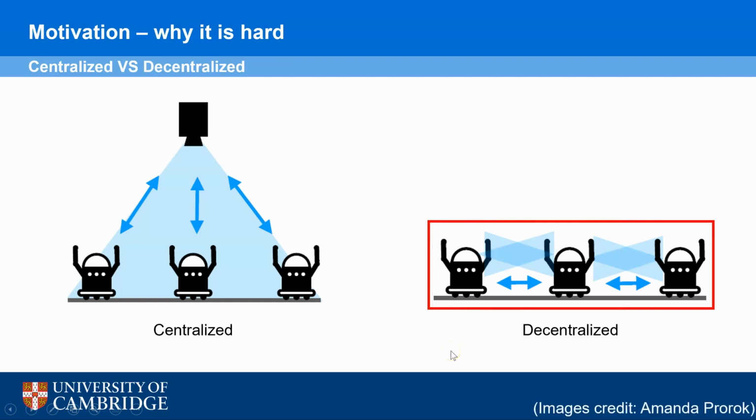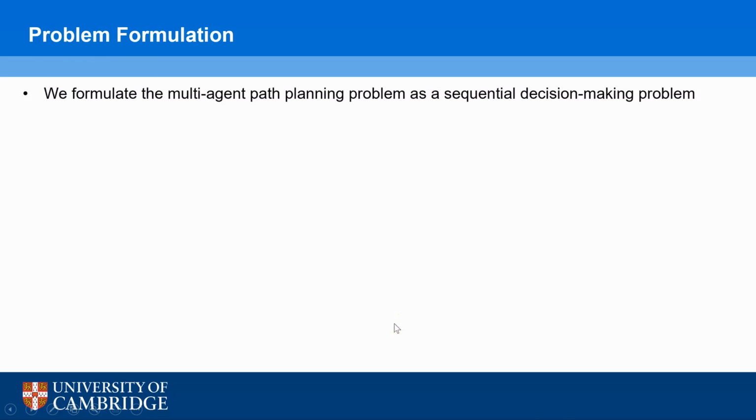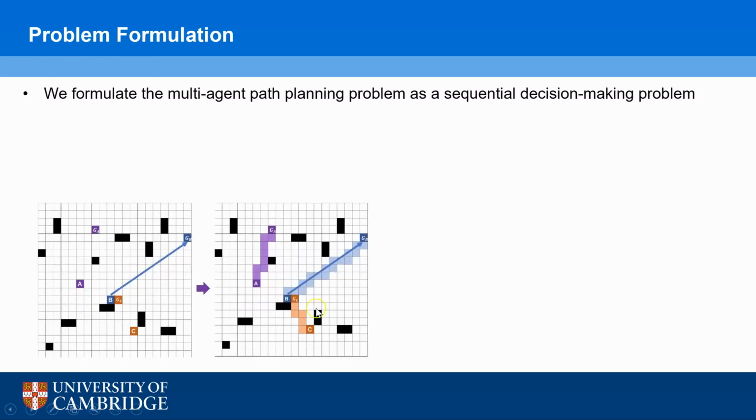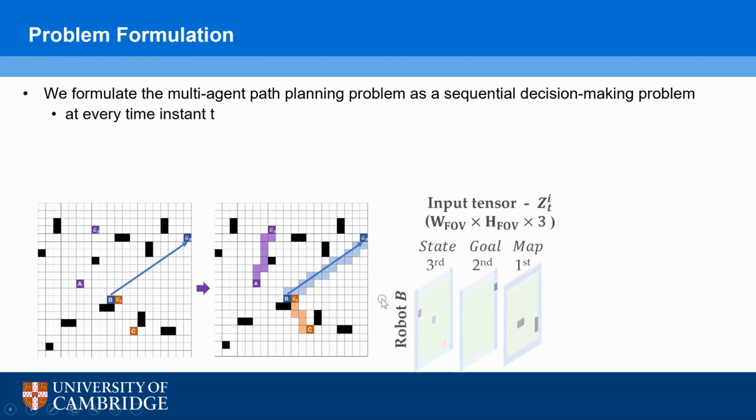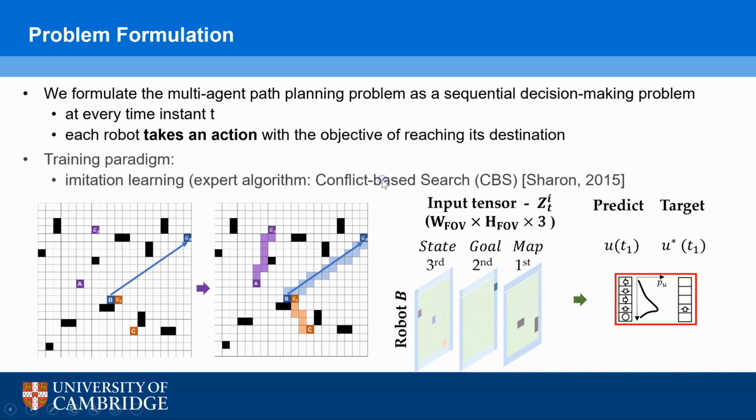network towards this goal. In our method, we formulate the multi-robot path planning problem as a sequential decision-making problem, where at every time instant, each robot takes an action toward its destination based on a local observation and the message that it receives. We aim at training our decentralized policy to imitate an expert algorithm that knows the information about the start and goal position of all robots, as well as the full environment map. The oracle algorithm that we use is called CBS, a conflict-based search algorithm, to compute optimal paths for all robots in a given world, which we then use for training.